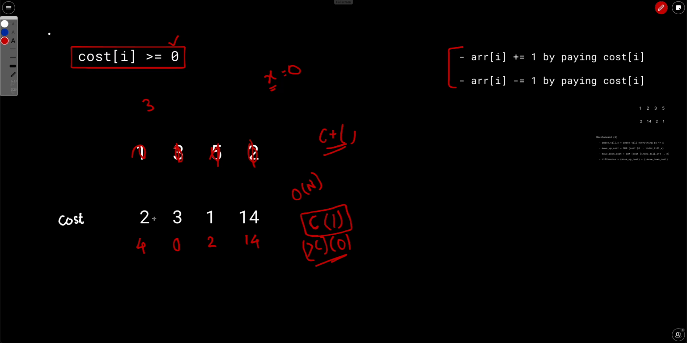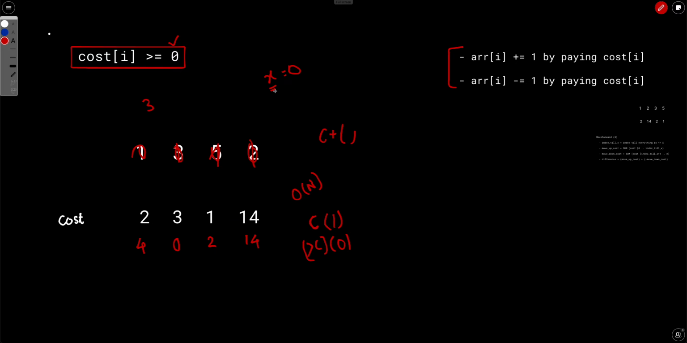If any of this cost is less than 0, we can't say this, because let's say this is minus 14. So moving to 0 might actually benefit us, right? So that's where we can't move to 0 in the current situation.